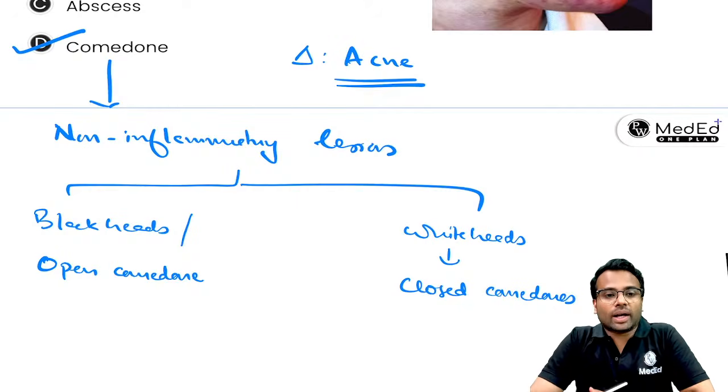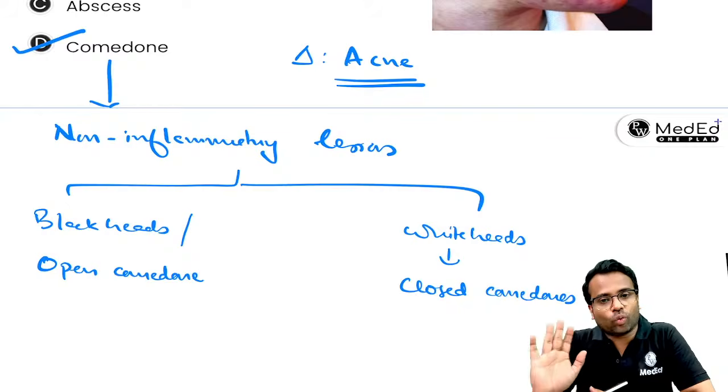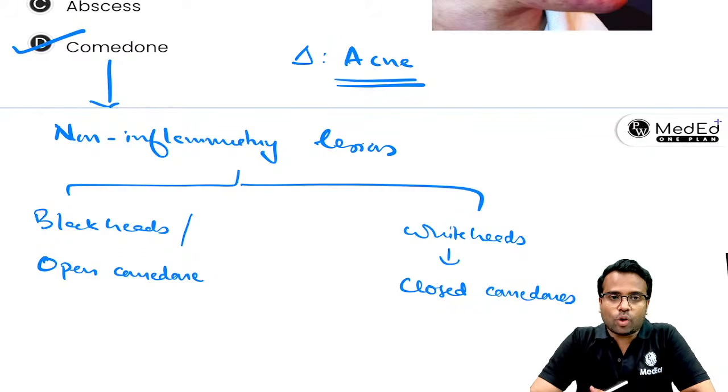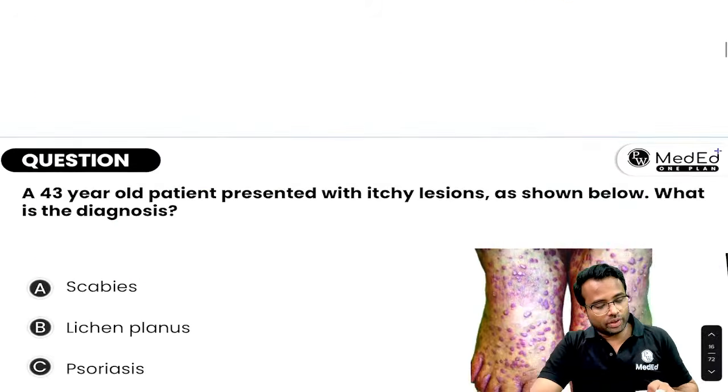So this is called blackheads or an open comedone. Whiteheads are also called closed comedones, and they represent the primary stage of the disease in acne vulgaris. Now moving to the next one.